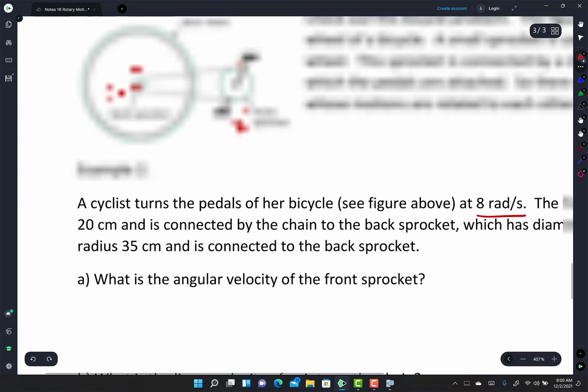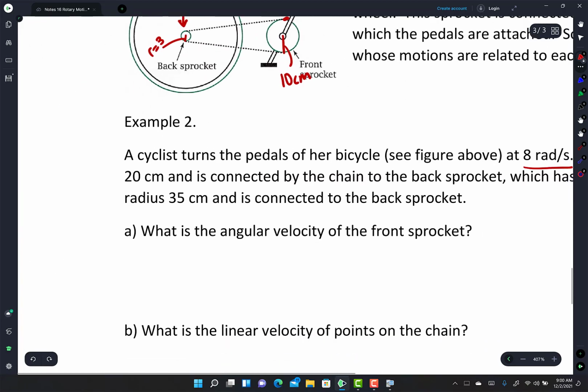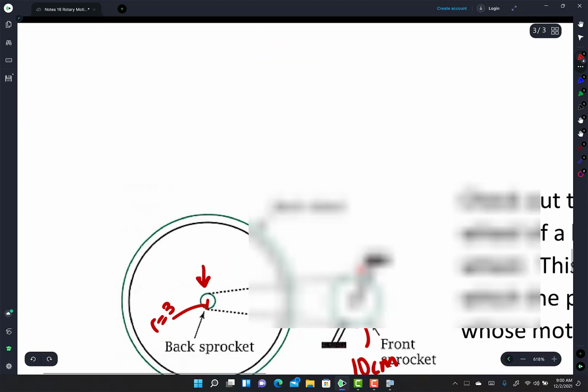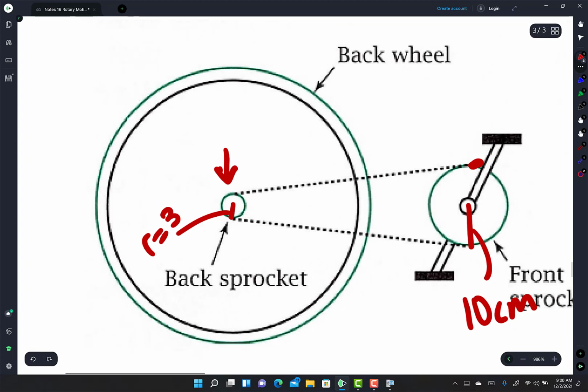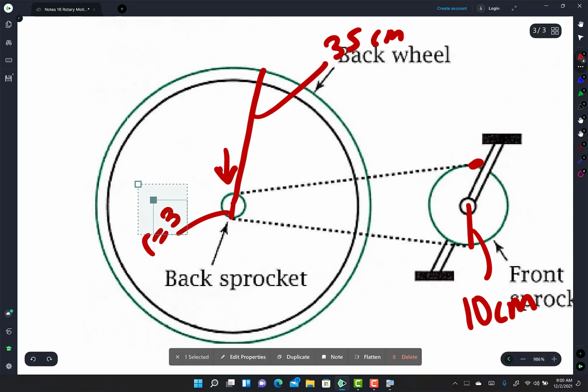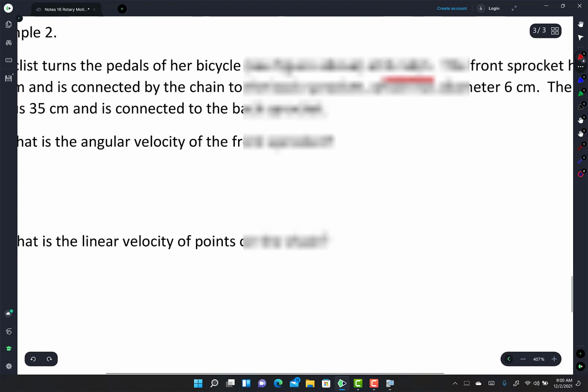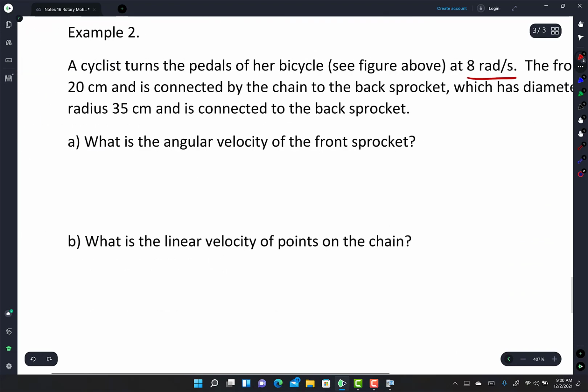Let's see, what else does it tell me? The rear wheel has a radius of 35 centimeters. Okay, so here's my rear wheel. That has 35 centimeters. So there is my diagram with all my labels. That's a 35. Sorry if it came out kind of messy. All right, what else? And it's connected to the back sprocket, yeah. All right, let's go slow.